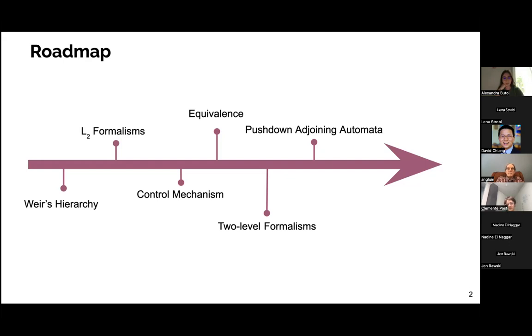Then I'm going to talk about equivalence between formalisms, because we introduced two new notions of equivalence. And then I'm going to talk about how our extension of Weir's control mechanism allows coming up with a few new formalisms, which also inspired another tree-adjoining languages formalism, which we call pushdown automata, and I'm going to give details about that.